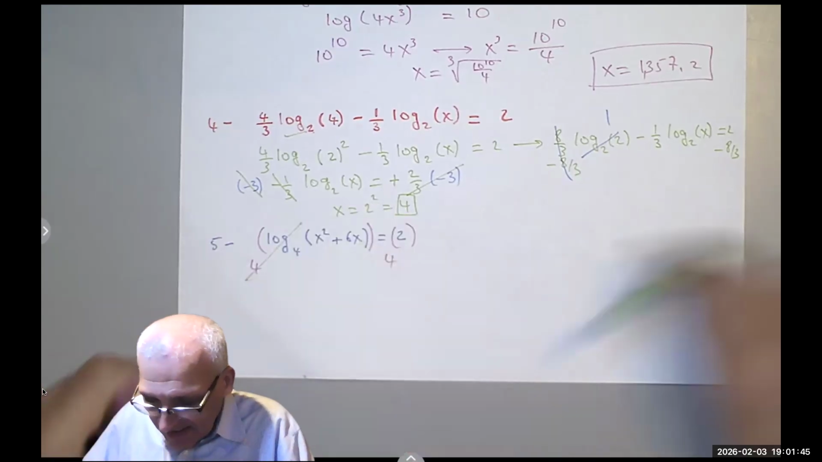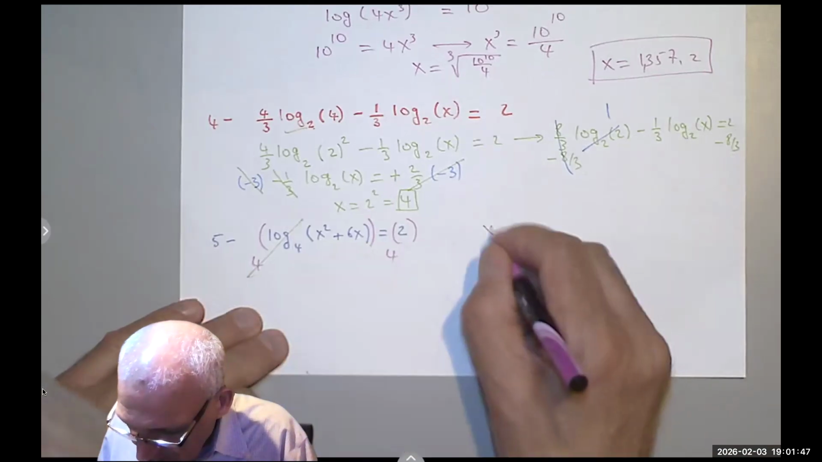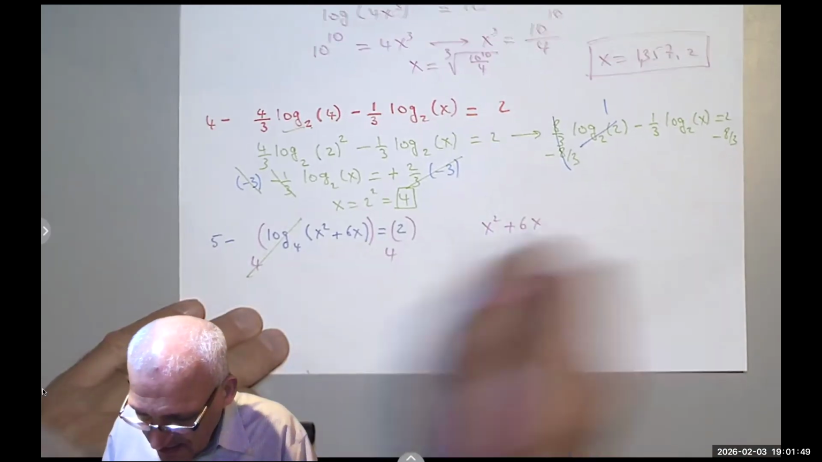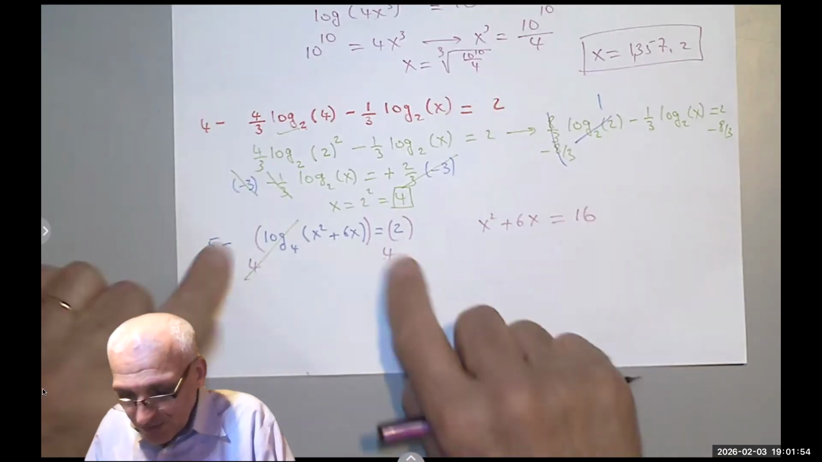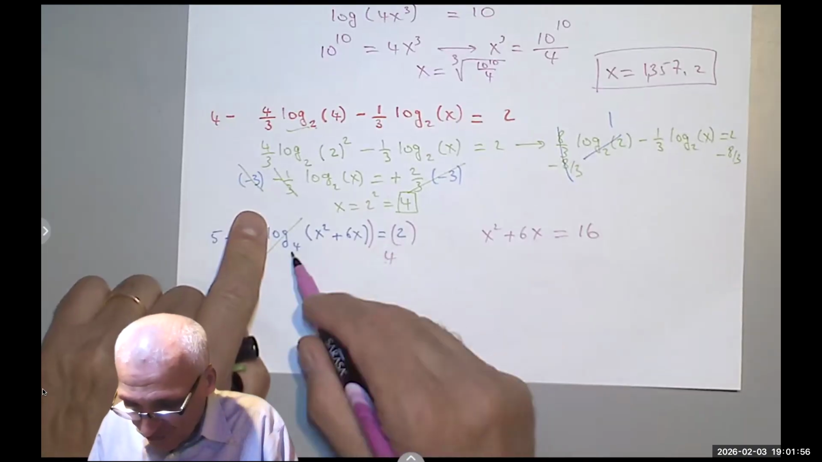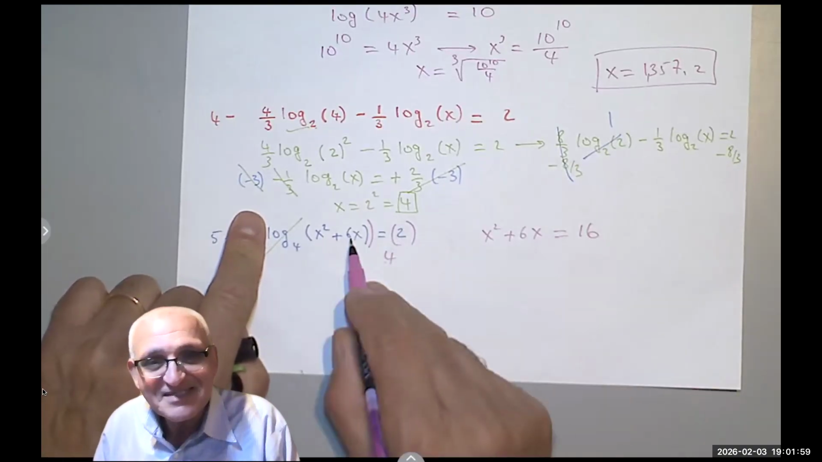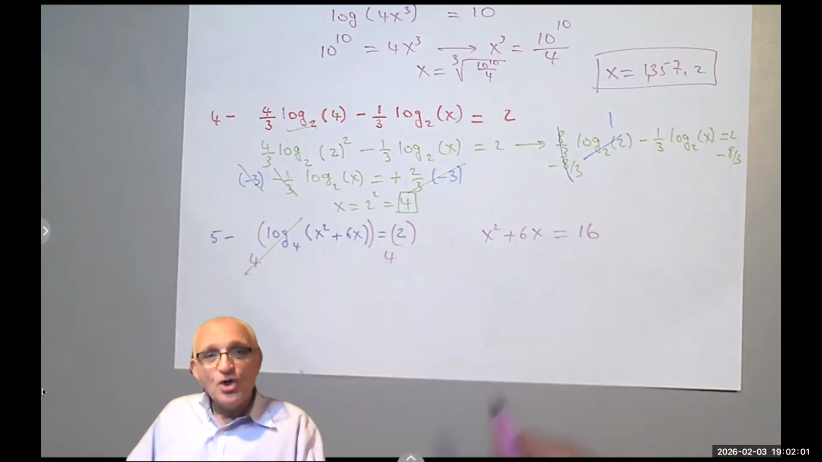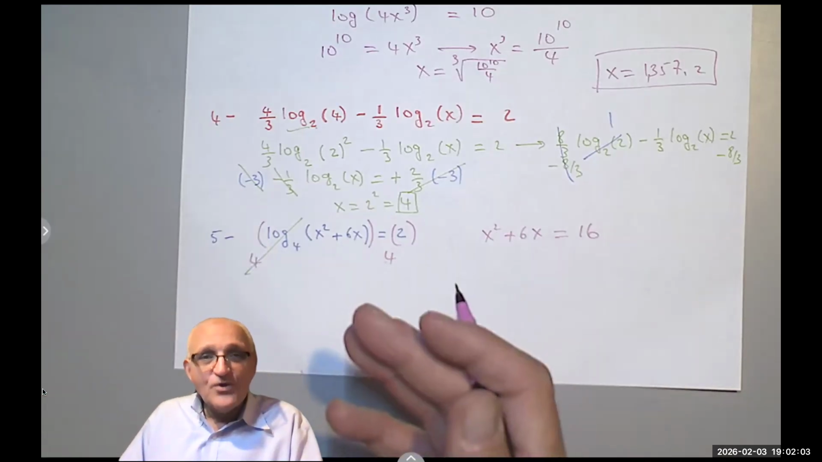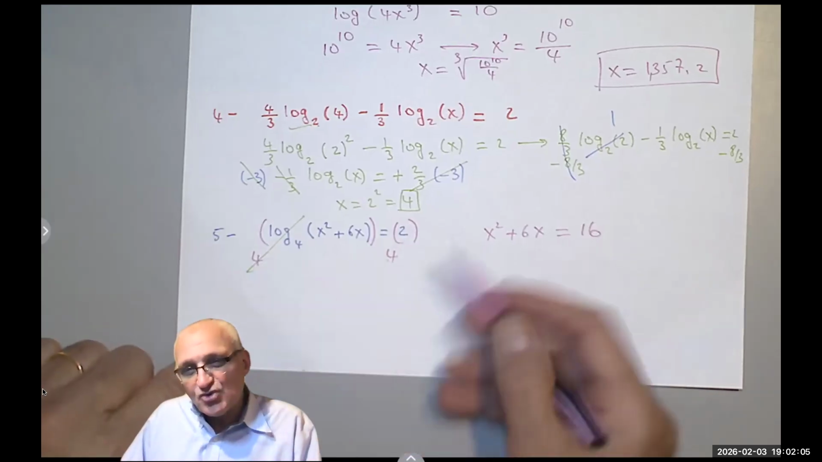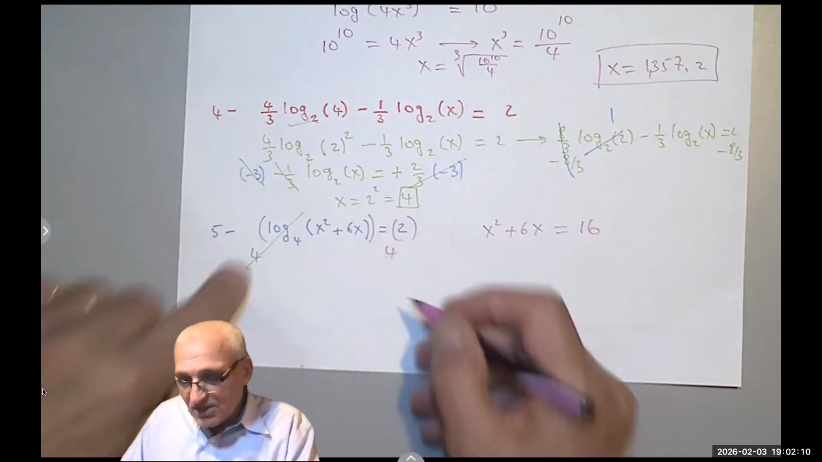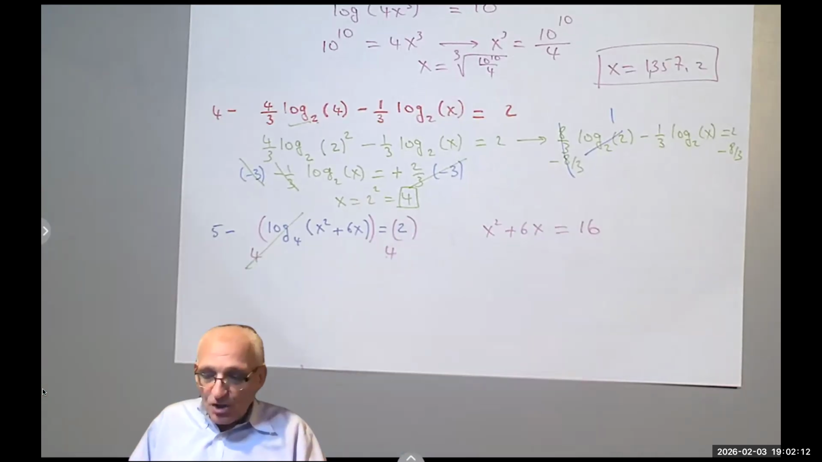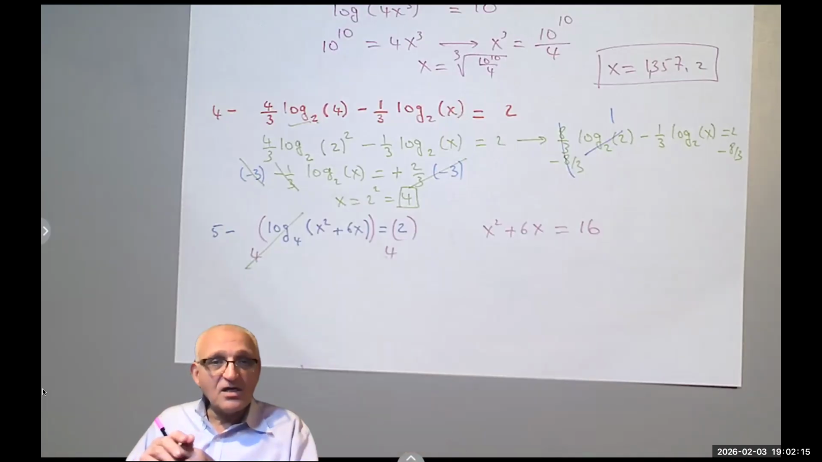So you get x squared plus 6x equals 4 squared, which is 16. That's exactly what we were going to do originally. We would say 4 squared equals x squared plus 6x. But I showed you why. We skipped that. You don't really need to show that because we know the definition of the log, but I was showing it to you to know that the exponent and the log are inverse functions.